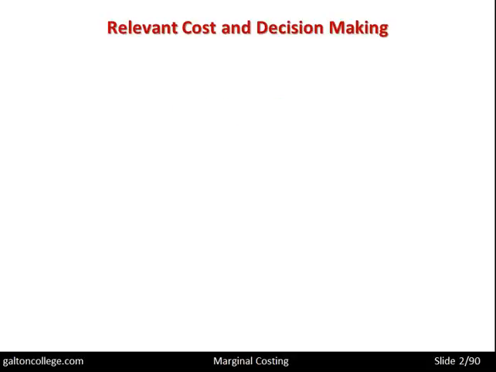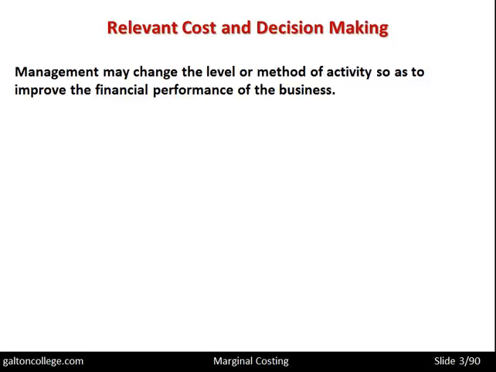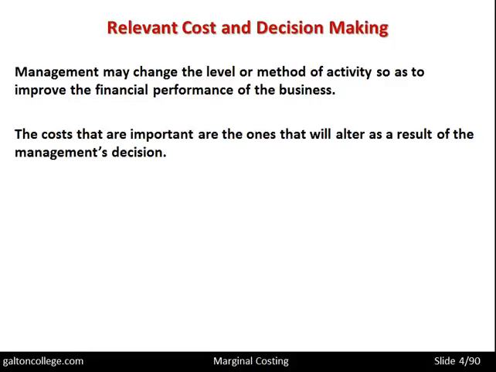So let's start by looking at the idea of relevant cost and decision making. Now management may change the level or method of activity so as to improve the financial performance of the business. In fact, management are constantly looking into ways in which the activities of the business can be changed and altered and improved. And these of course will have an impact on costs and on the finances of the business, and hence of course will come under the scrutiny of the cost and management accountants.